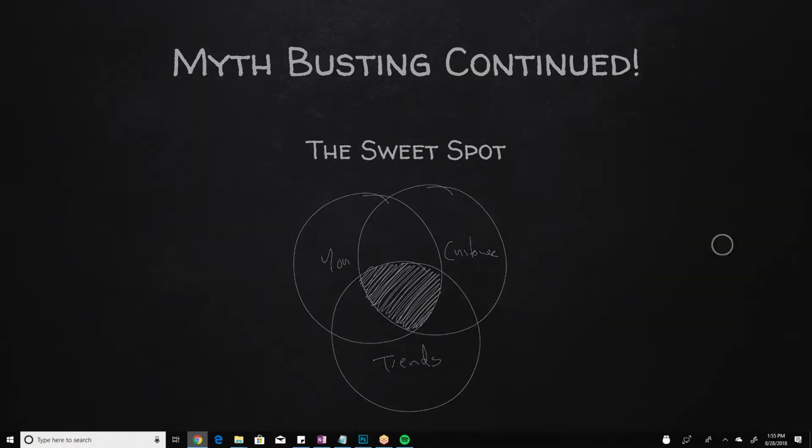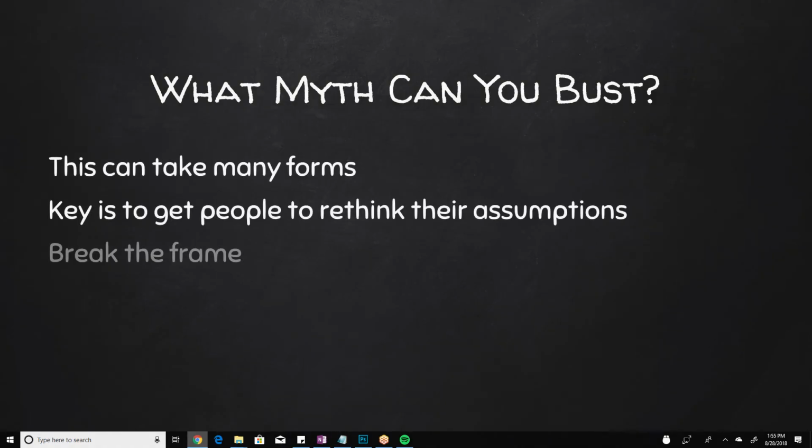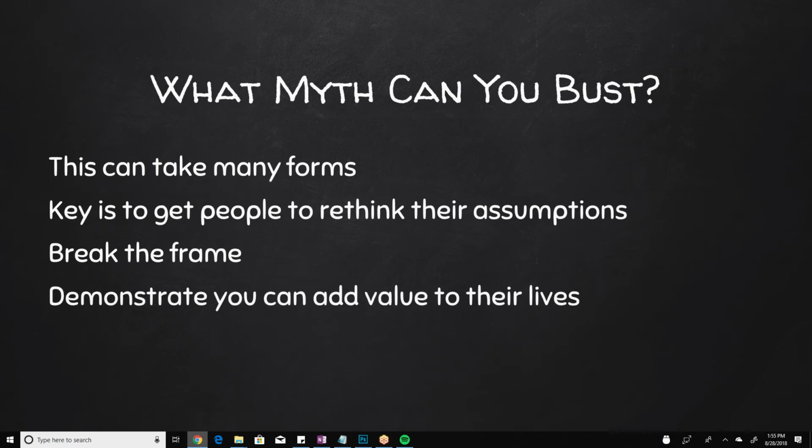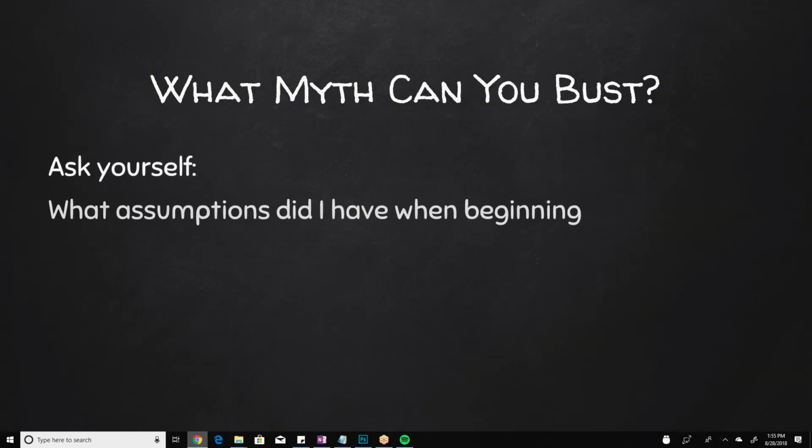Okay, so what myth can you bust? Really important. I want to know, what myth can you bust that's going to make a difference? Keep in mind that this can take many different forms, but the key thing that you want to do is rethink their assumptions. You want to break their frame. And then in breaking their frame, you demonstrate that you can add value to that frame. That's the most important concept that you can get, right? Just figure out how you've got this frame, how you can break it, and how you can make a difference, okay? What myth can you bust?